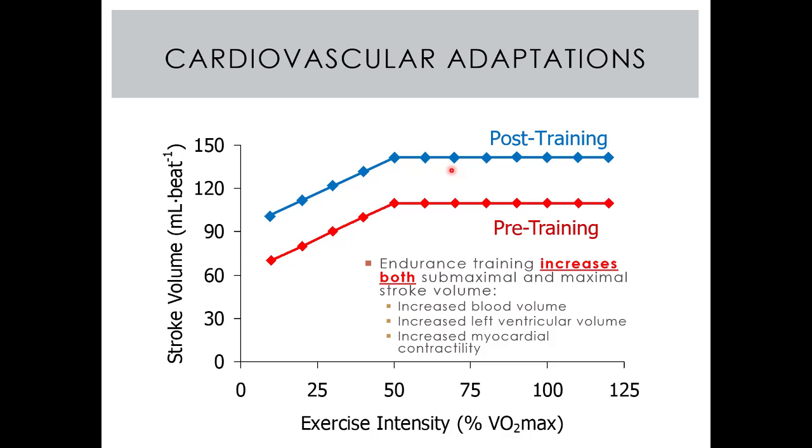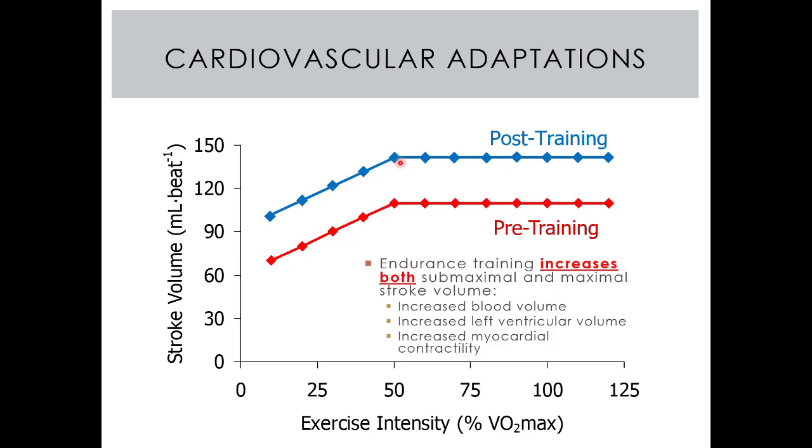So first, let's look at submaximal stroke volume, which is the stroke volume below the maximum stroke volume. This is this line right here. As you can see, submaximal stroke volume increases from pre to post training. You can see that the submaximal line goes from here to here after some weeks or months of training. Now, what about maximal stroke volume, which is this line right here? As you can see, just like submaximal stroke volume, maximal stroke volume increases with training. It goes from here to here.